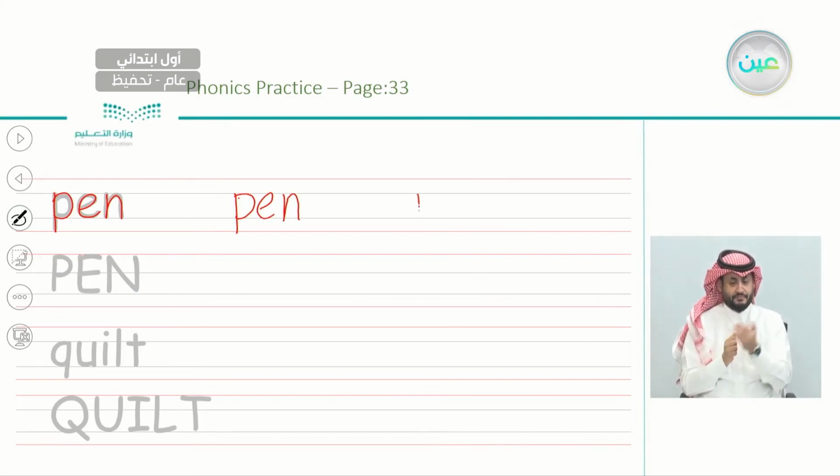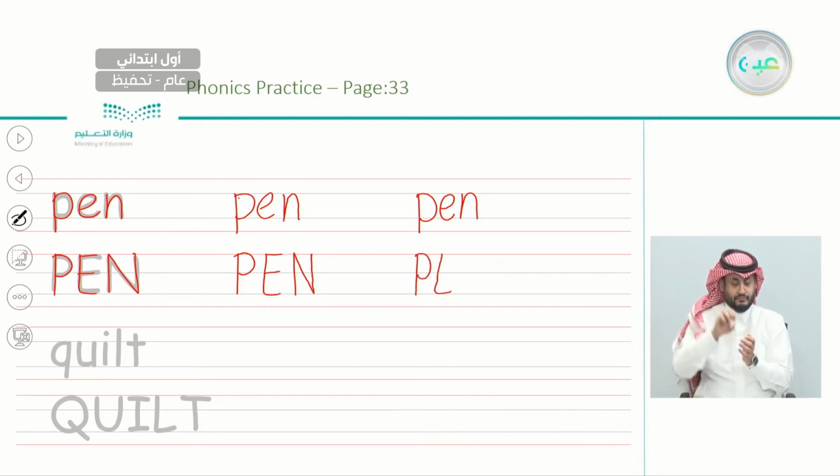After that, let's write it one more time. P, E, and we have N. So this is pen in small. What about capital? Yes, from 1 to 3. We have E, as we've learned last times. This is pen in capital. Let's write it here. P, E, then we have N. Pen. Again, P, E, and we have N, pen.